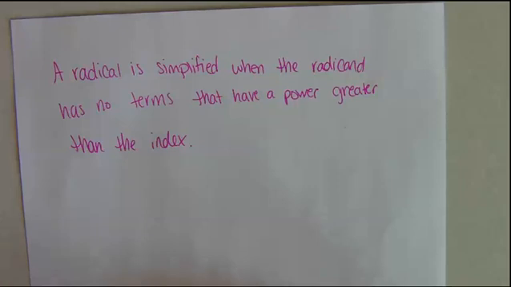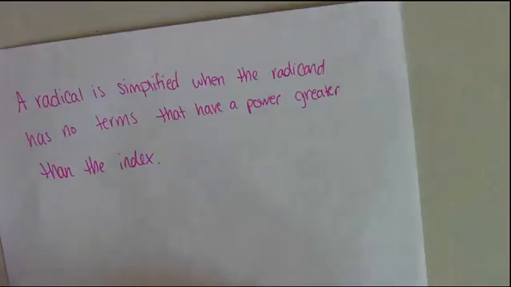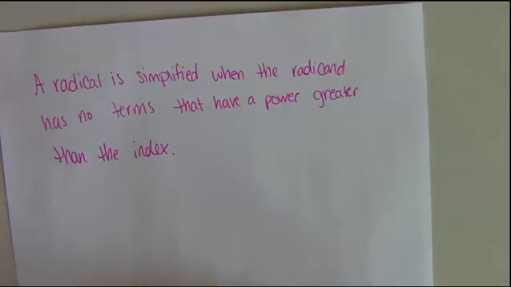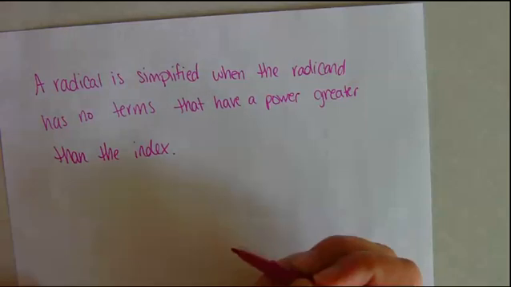Okay, so we're going to talk about radicals now, simplifying powers. I'm sorry, not powers, roots. This is a rule. A radical is simplified when the radicand has no terms that have a power greater than the index. So first of all, let's understand that vocabulary.